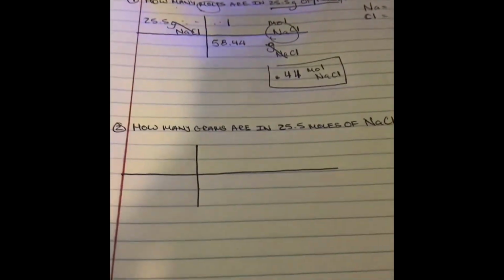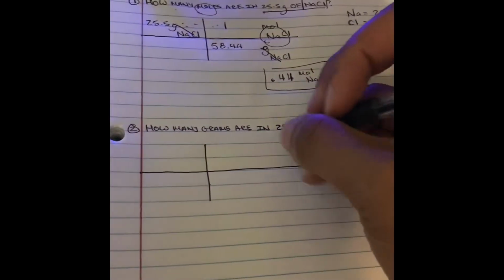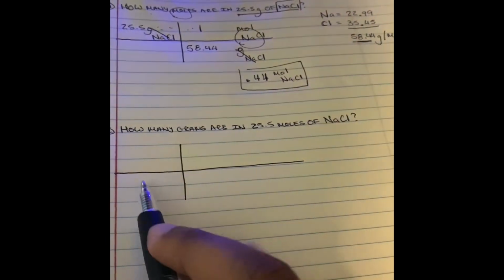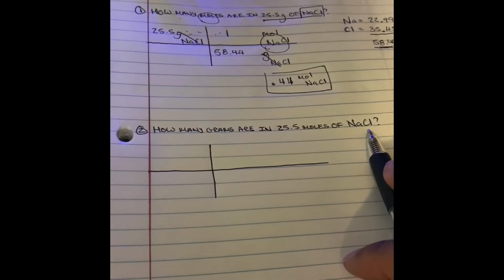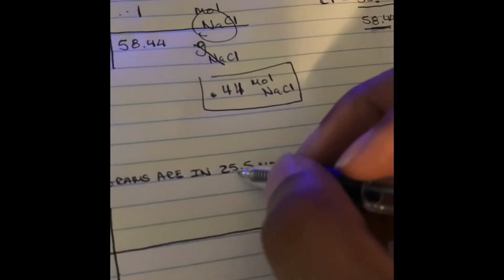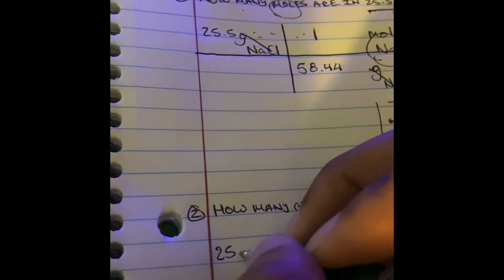Okay. Now here's the second one. This one we're going to go through a lot faster because this video is already 7 minutes long, and I don't want to exceed 10 minutes. All right, so really quick, it says how many grams are in 25.5 moles of NaCl. Very, very simple. Step one, once again, says write what is given in the top left box. They gave us 25.5 moles of NaCl, so we're going to write that in the top left box, similar to the last one.